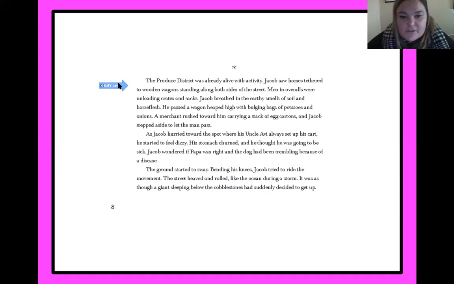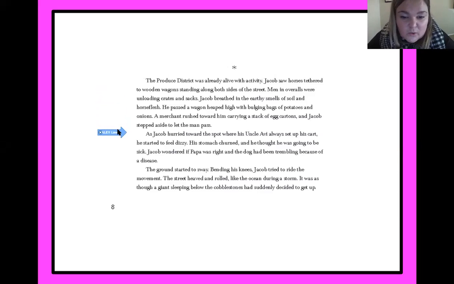So the produce district was already alive with activity. Jacob saw horses tethered to wooden wagons standing along both sides of the street. Men in overalls were unloading crates and sacks. Jacob breathed in the early smells of soil and horse flesh. He passed a wagon heaped high with bulging bags of potatoes and onions. A merchant rushed towards him carrying a stack of egg cartons, and Jacob stepped aside to let the man pass.